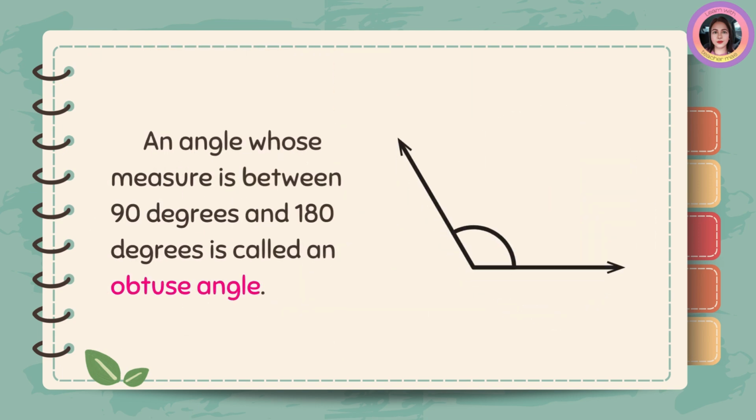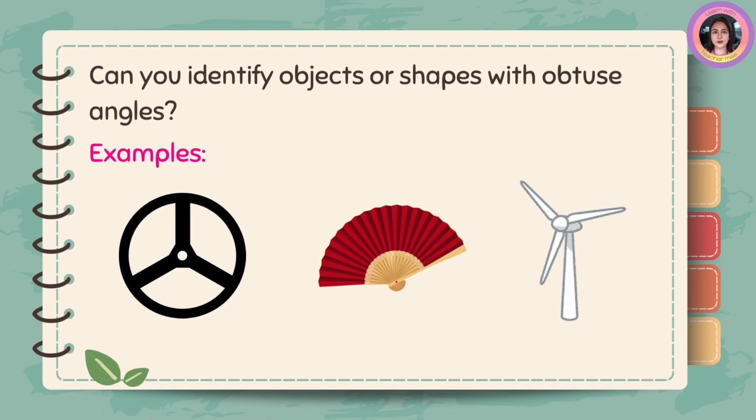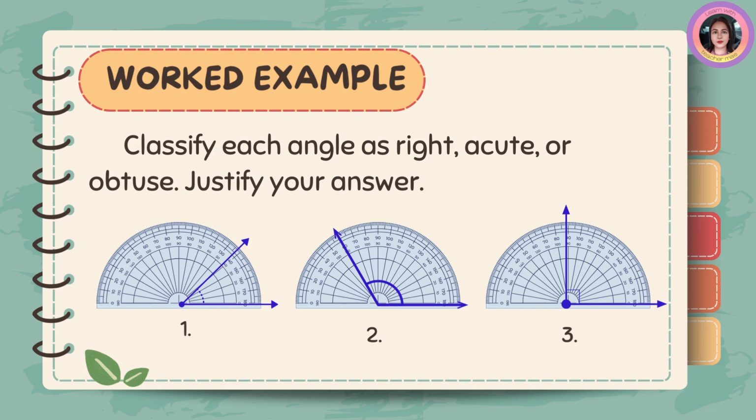An angle whose measure is between 90 degrees and 180 degrees is called an obtuse angle. Can you identify objects or shapes with obtuse angle? Here are the examples of obtuse angles. Classify each angle as right, acute, or obtuse. Justify your answer.